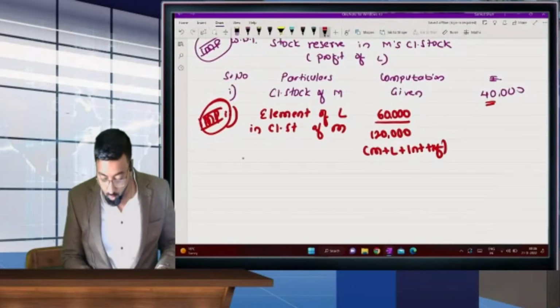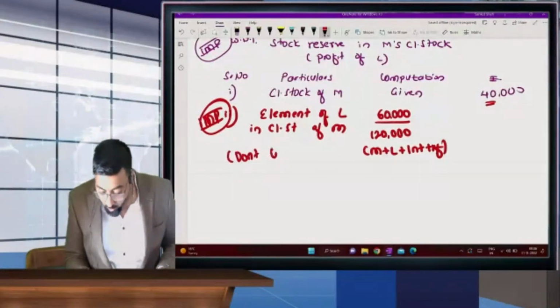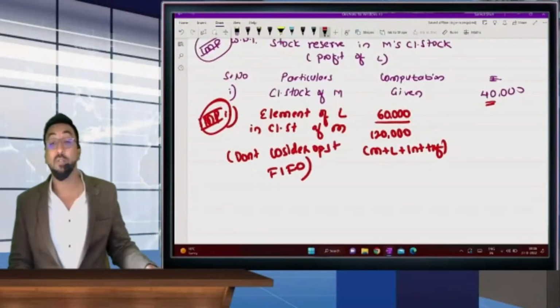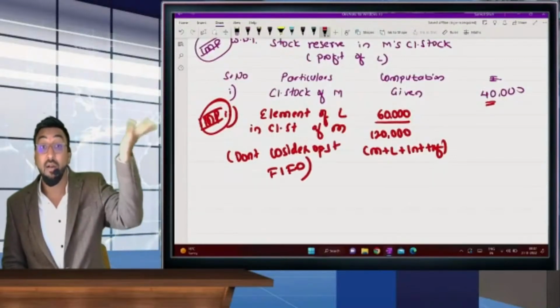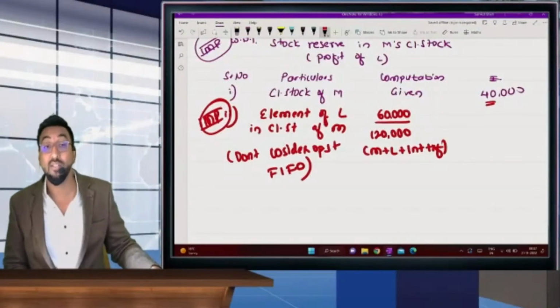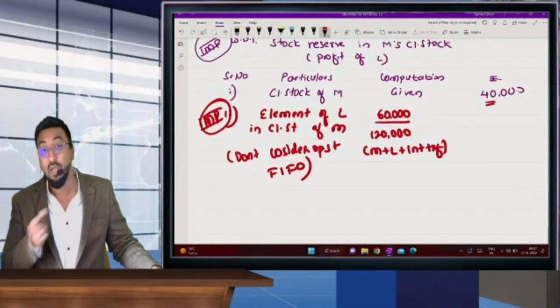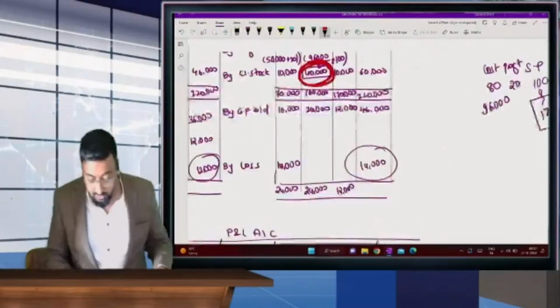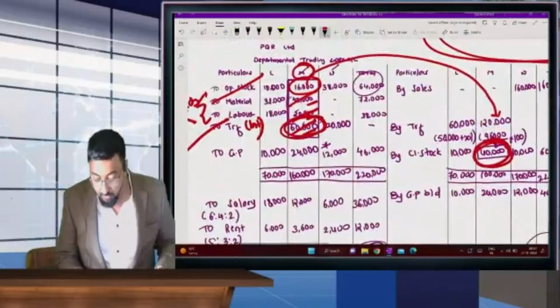Don't consider opening stock. Why you don't have to consider opening stock? Because FIFO method. FIFO method में वो opening stock कहाँ चला गया? Internal transfer to N, last department. Last department में opening stock चला गया. First in, first out. Okay. So now your cost is 1,20,000.